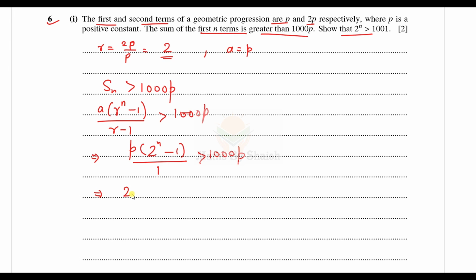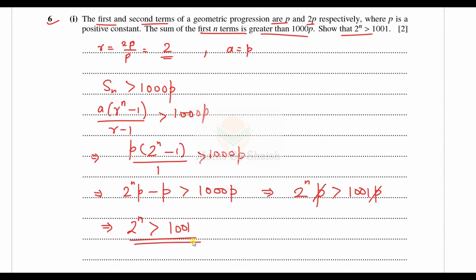Hence we got 2 raised to the power n times P minus P is greater than 1000P, or we'll transfer P to that side and we'll get 2 raised to the power n times P is greater than 1001 times P. Since P is a positive constant, we can cancel it and the inequality will be the same, and hence we have shown 2 raised to the power n is always greater than 1001. I hope it is okay. Let's do the next part.